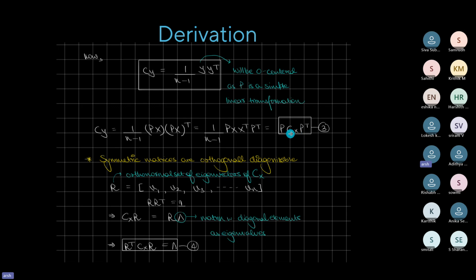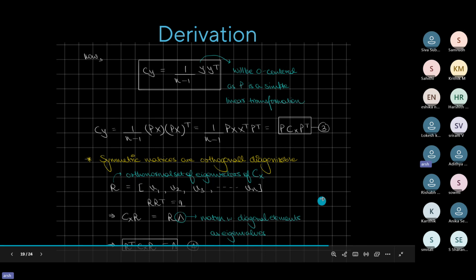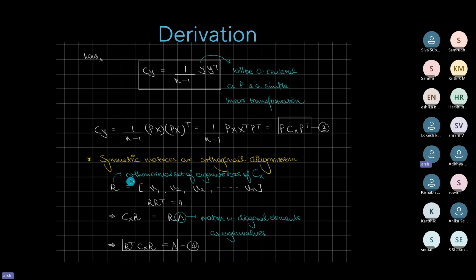Now, symmetric matrices are orthogonally diagonalizable. This is one more property of symmetric matrices: say R has an orthonormal set of eigenvectors of Cx. Cx was our initial symmetric matrix. We've just proved that the eigenvectors of a symmetric matrix are orthogonal. So we take the unit vectors and arrange them in a matrix, where the columns represent the eigenvectors of Cx. Naturally, R R transpose would give you identity because the vectors are orthonormal.